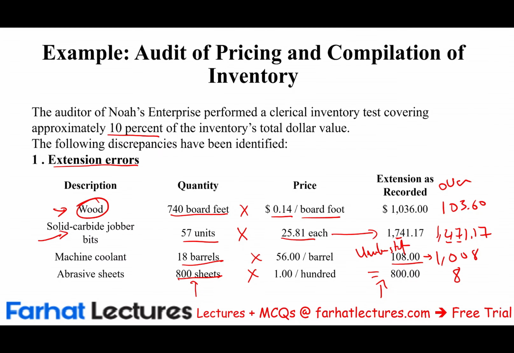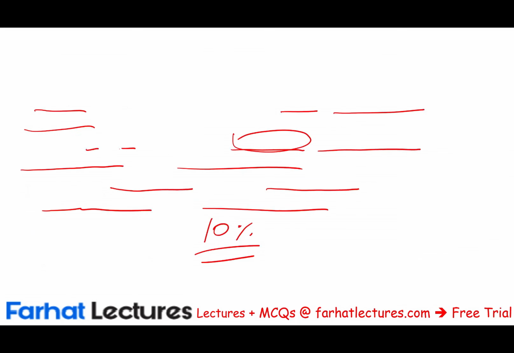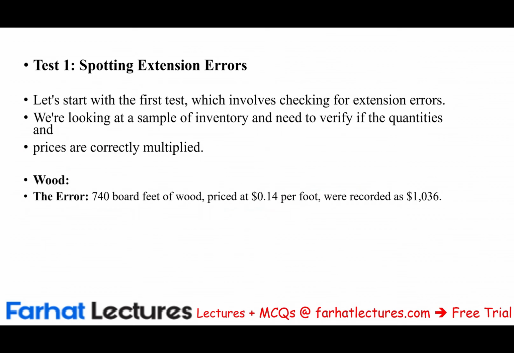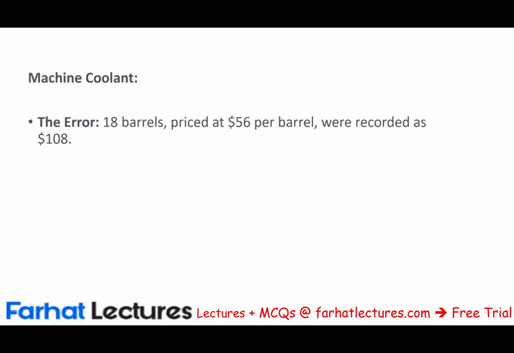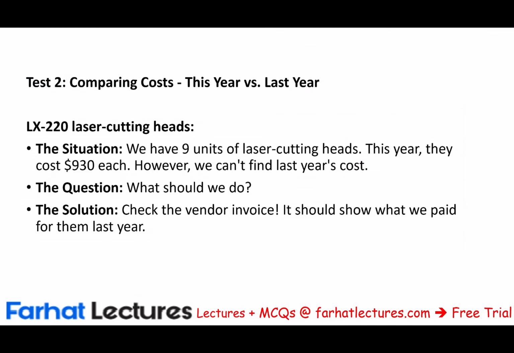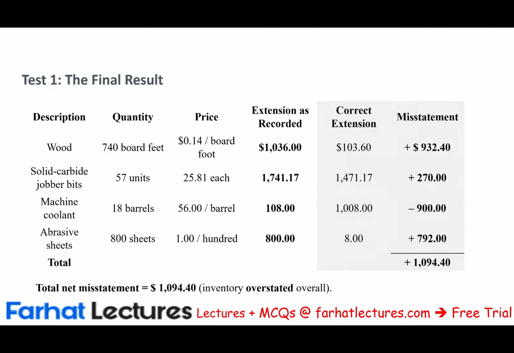Now let's go ahead and net them out. So let me show you what the net would look like. So this way you would see what it looks like. So here's the explanation step by step. Then I'm going to show you the final answer. So notice 103.60 is the correct answer. There's a misstatement, an overstatement. There's another overstatement of 270. Basically the difference between those two. This is an understatement.